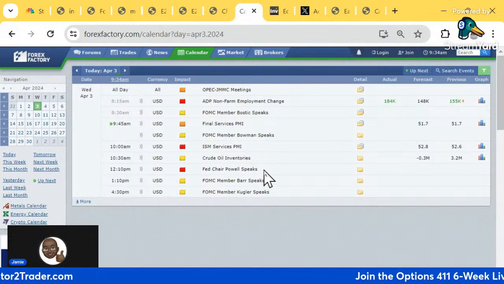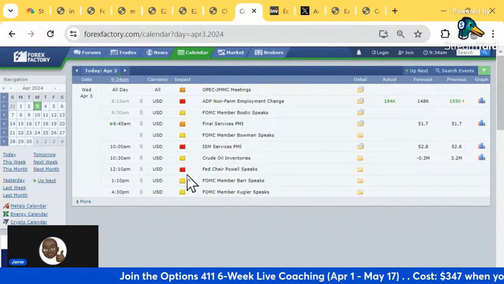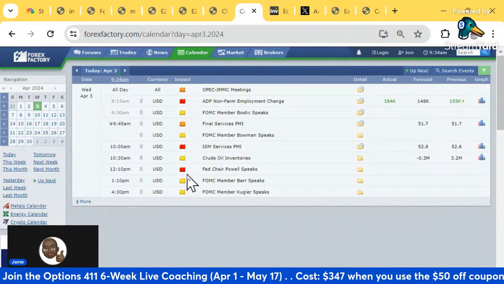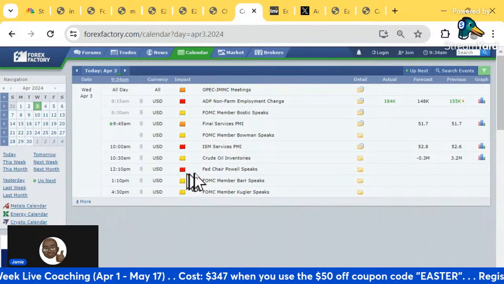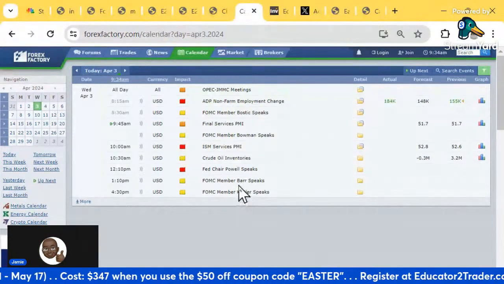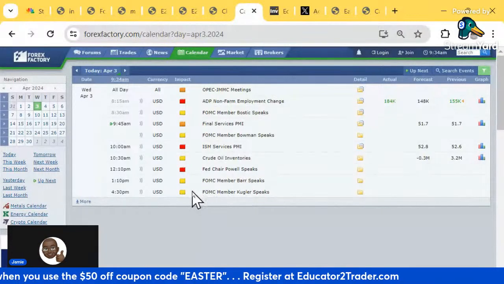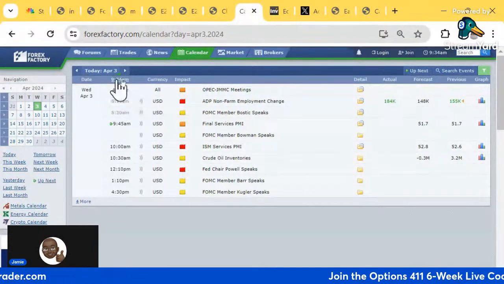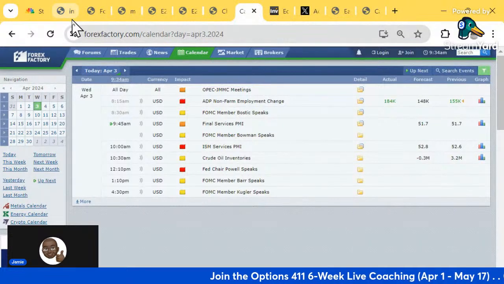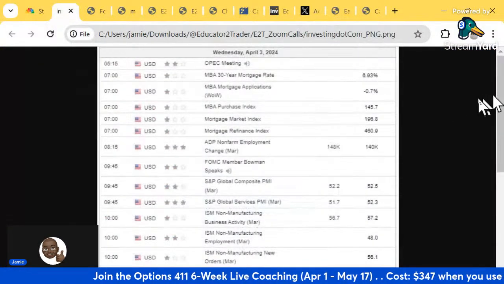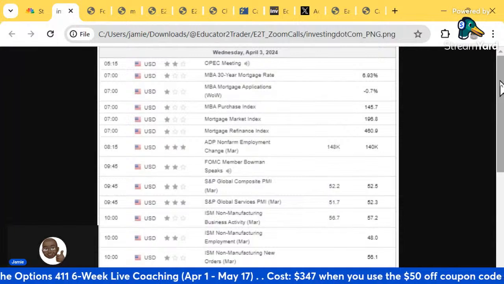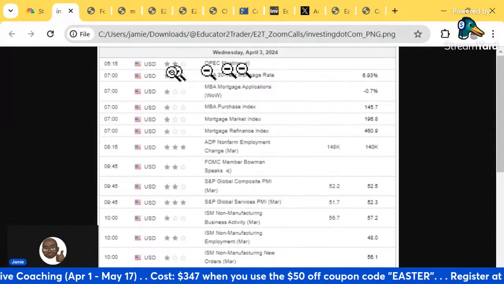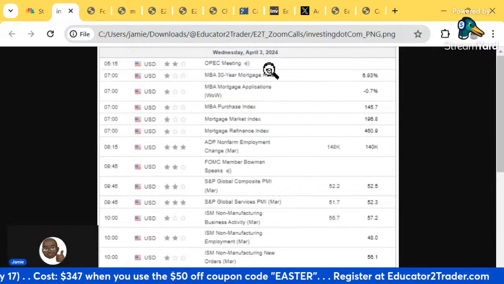Fed Chair Powell is speaking at 12:10 p.m. That is a red folder. So be warned. Okay, 1:10 p.m. FOMC member Barr speaks, yellow folder, and at 4:30 FOMC member Kugler speaks, yellow folder. All right, so Powell is stepping up to the plate. He's gonna have something to say, and I'm very sure the market is going to respond in kind, because that's what it does. So that was Forex Factory.